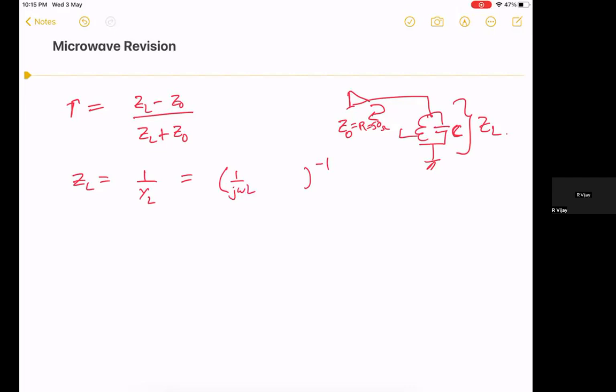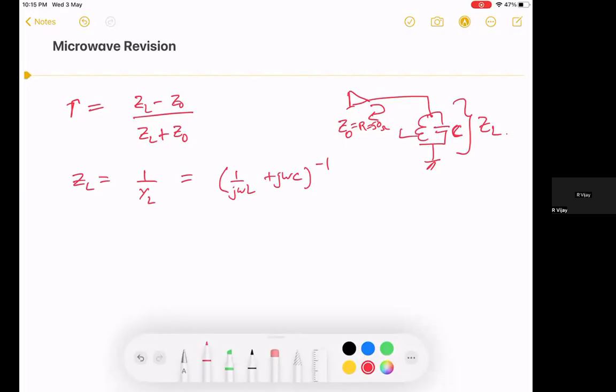So the admittance is 1 over that. And then the impedance of C is 1/(jωC), and 1 over that is jωC. Anyway, it really doesn't matter. You can use the parallel formula, which is Z1 Z2 over Z1 plus Z2. Ultimately it'll just come out to be the same. Okay, so Z_L is this expression.